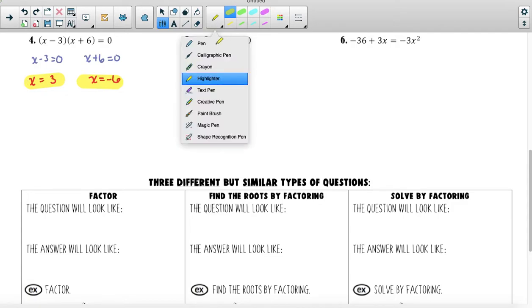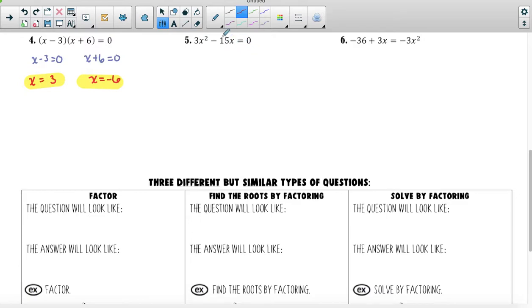On question 5, the problem is already equal to 0, but it is not in factored form, so let's factor this. First thing is our GCF. Our smallest number is 3. 15 can be divided by 3, so our GCF has 3 in it. We have an x in each term, so our GCF would also include an x, because that's the smallest amount of x's. So we're going to divide everything in here by 3x.